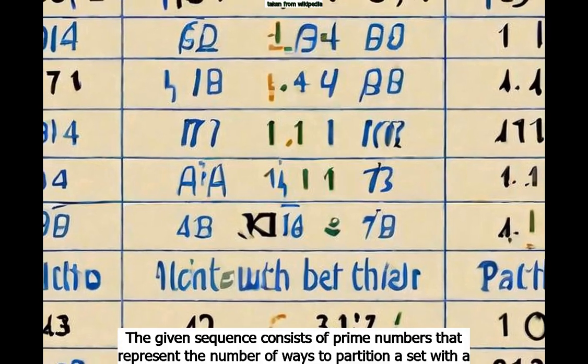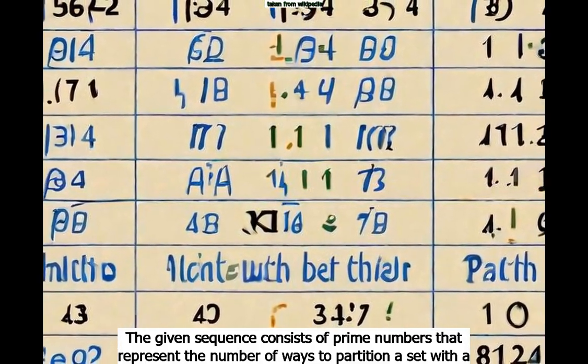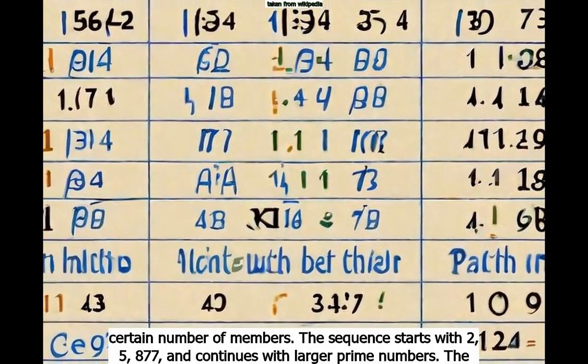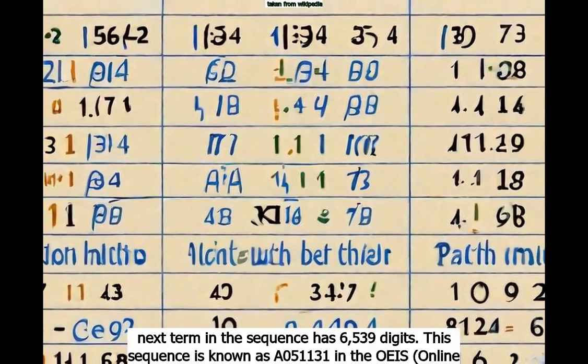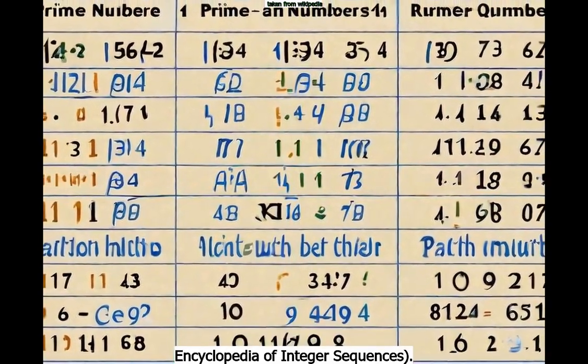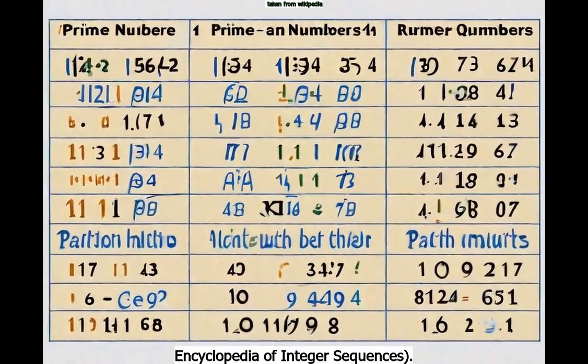The given sequence consists of prime numbers that represent the number of ways to partition a set with a certain number of members. The sequence starts with 2, 5, 877 and continues with larger prime numbers. The next term in the sequence has 6,539 digits. This sequence is known as A051131 in the OEIS, the Online Encyclopedia of Integer Sequences.